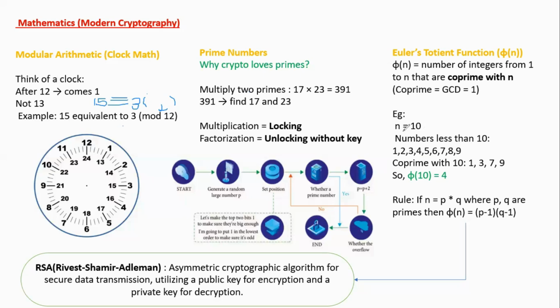ठीक है, अब जैसे एग्जांपल है n equals to 10 and numbers less than 10 are 1 to 9. So numbers which are co-prime with 10 are 1, 3, 7, and 9. So the Euler totient function of 10 is 4. And from this, you can find the reference that if n equals p into q, where p and q are primes, then the Euler totient function is given by p minus 1 into q minus 1. This is the Euler function given by.